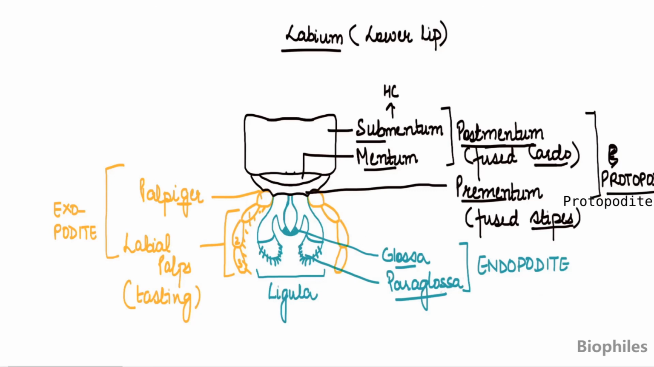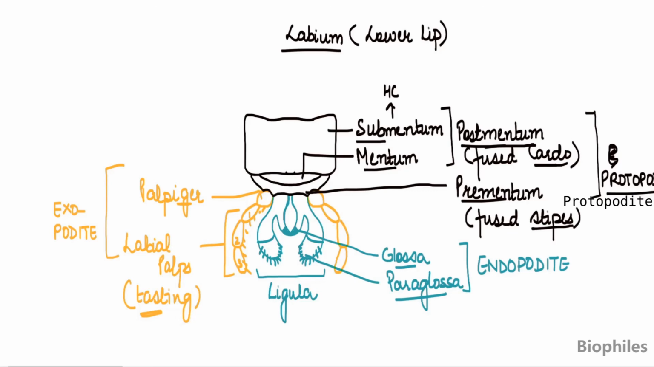The endopodites, glossa and paraglossa, what they do is they check the loss of food particles from the mandibles as the cockroach is chewing the food, and they also help to push the food towards the mouth for mastication. And the exopodite, these ones, they have bristles. So these bristles will carry the taste receptors or the gustatory receptors, so they will help in tasting the food.